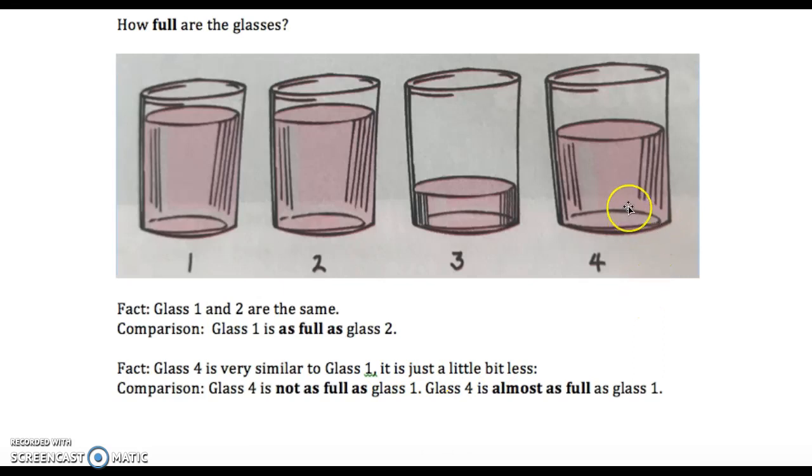Then we have glass 4. It's very similar to glass 1 and glass 2, but it just has a little bit less. So we could say glass 4 is not as full as glass 1. We could also say glass 4 is almost as full as glass 1. They're very close to the same, just a little bit different, right? So not as means a little bit less, and almost as also means a little bit less.